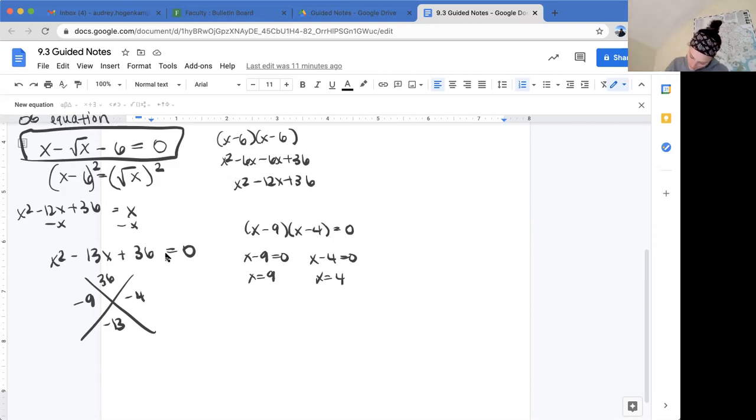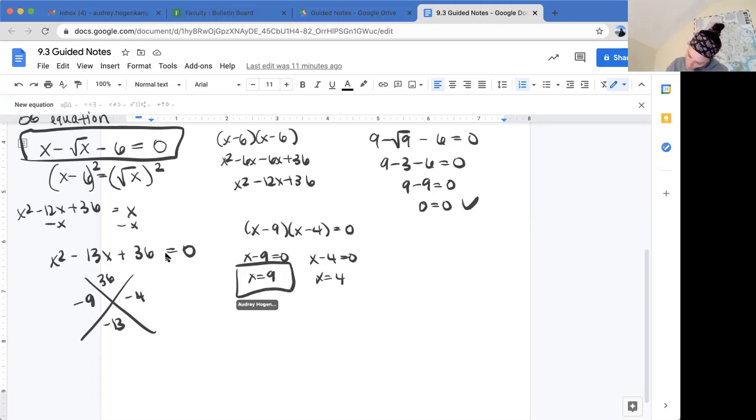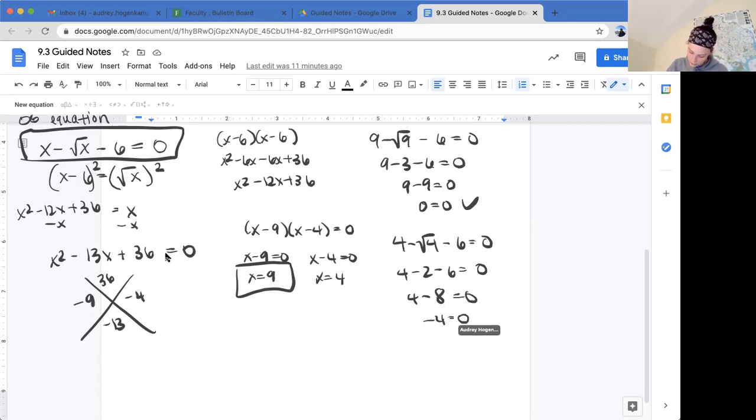Anyway, 9 minus square root of 9 minus 6 equals 0. 9 minus 3 minus 6 equals 0. 9 minus 9 equals 0. 0 equals 0. Check. 9 is the solution. 4 minus square root of 4 minus 6 equals 0. 4 minus 2 minus 6 equals 0. 4 minus 8 equals 0, negative 4 equals 0. Not true, doesn't work. So my solution is x equals 9.